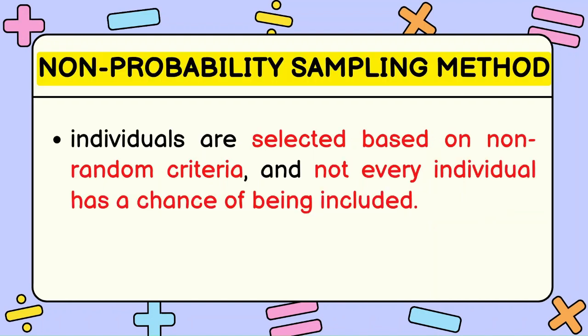Okay. So now let's proceed to another basic type of sampling method, which is the non-probability sampling method. Individuals here are selected based on non-random criteria, and not every individual has a chance of being included. So it is the opposite of the probability sampling, in which everyone has an equal chance of being selected as participants. Non-probability sampling is mainly used in qualitative research, where the researcher usually selects his or her participants in his or her study.